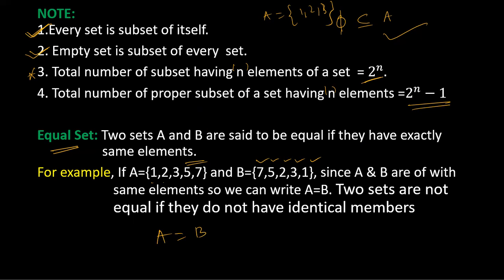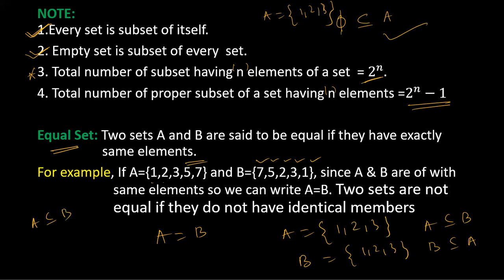Also, in the subset we have seen, I have given one example like this, 1, 2, 3, and another example 1, 2, 3, and I have said A is a subset of B. Here again we can say B is a subset of A. So another way to say equal sets: if A is a subset of B and B is a subset of A, then A equals B. Right? Okay.